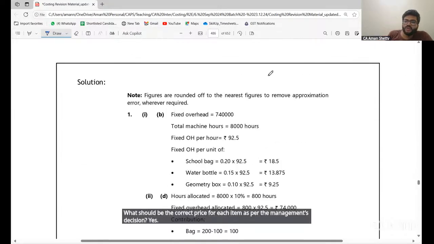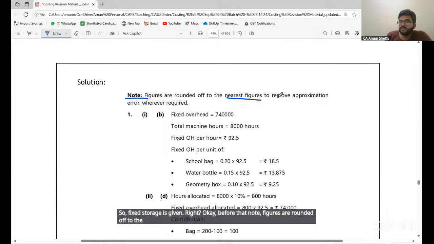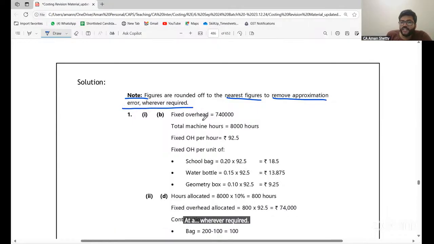Yes. So fixed overheads is given, right? Before that, note figures are rounded off to the nearest figures to remove approximation error wherever required. Fixed overhead is 7,40,000. Total machine hours is 8,000. Fixed overhead per hour is 92.5.